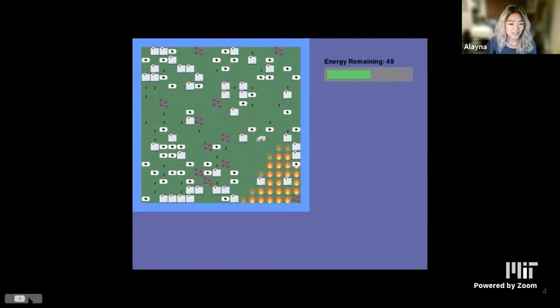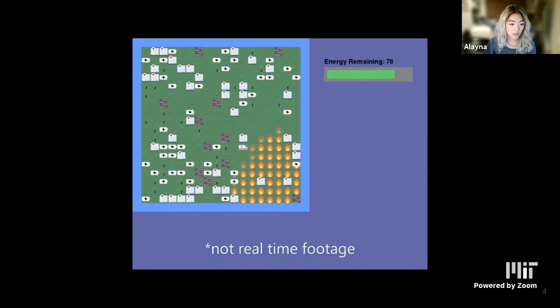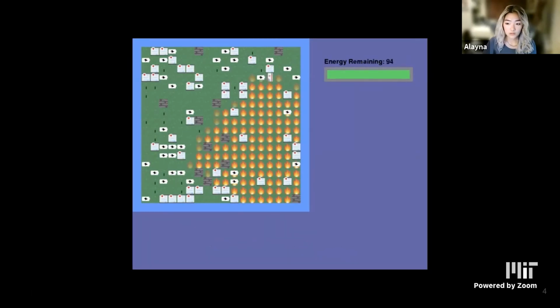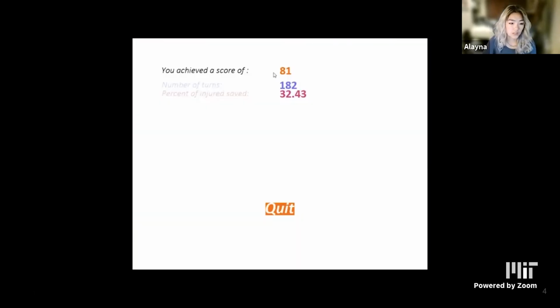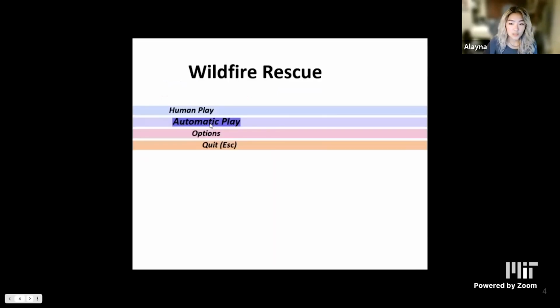Now, you can also see that the spreading fire is northbound, so it actually is more likely to travel in the north direction, but will also travel in the other directions. So depending on which corner this fire starts in, this can affect gameplay. And then this is our end menu. You can see the scores. And that's pretty much it.